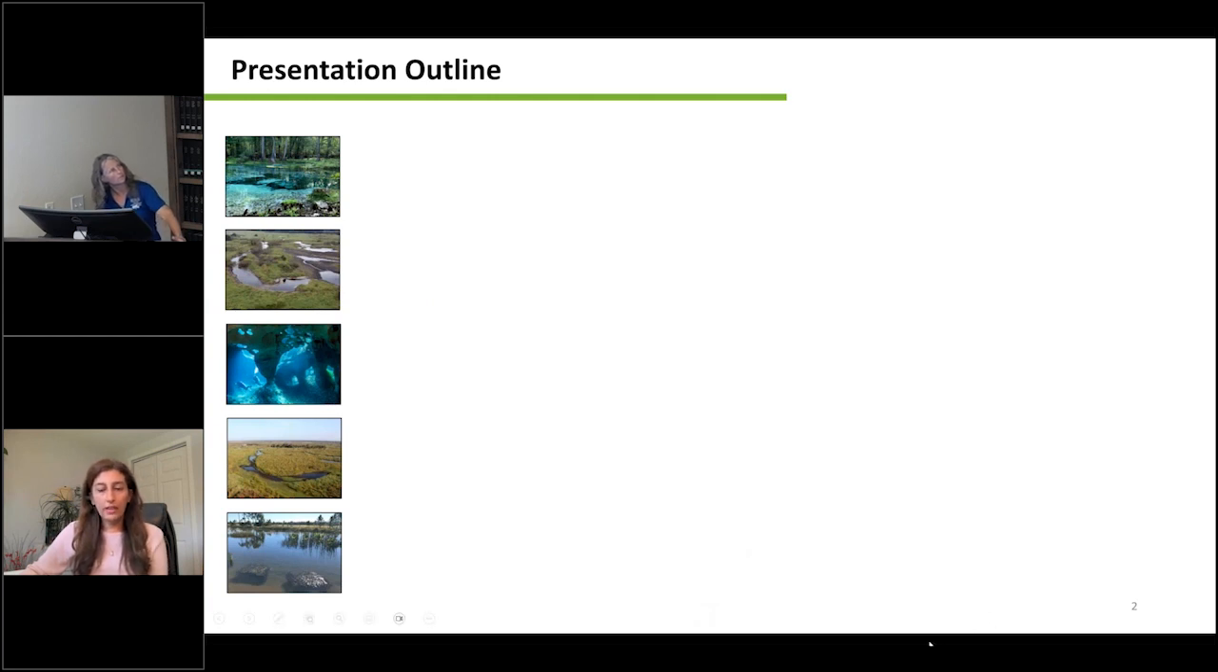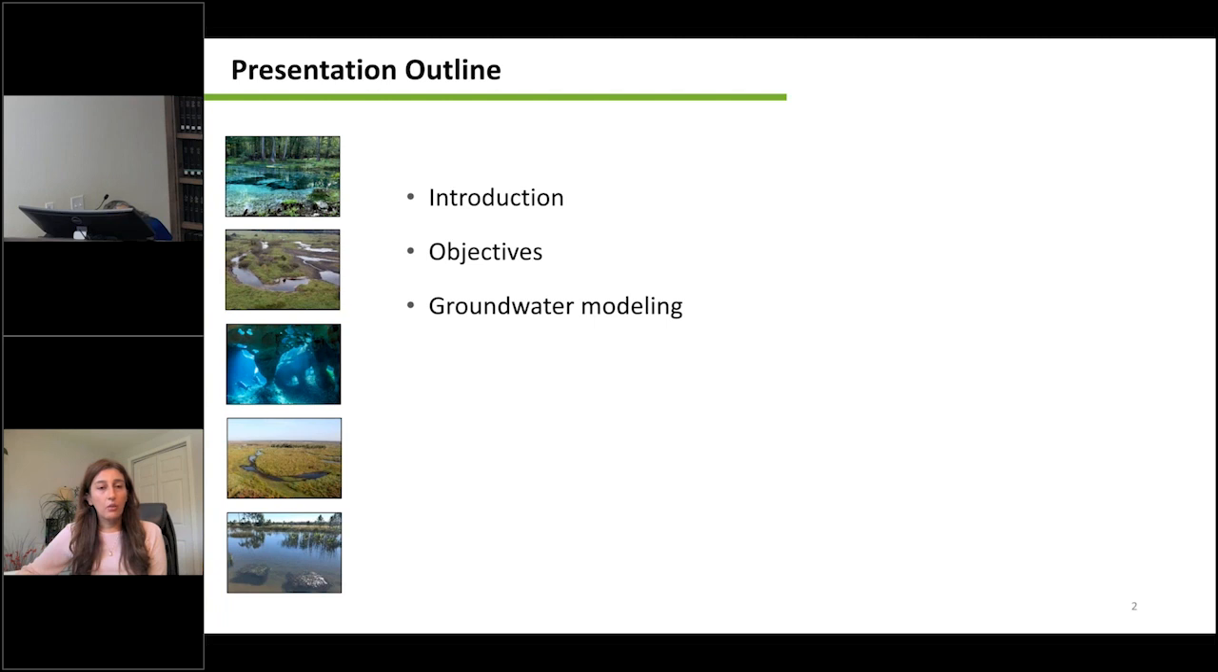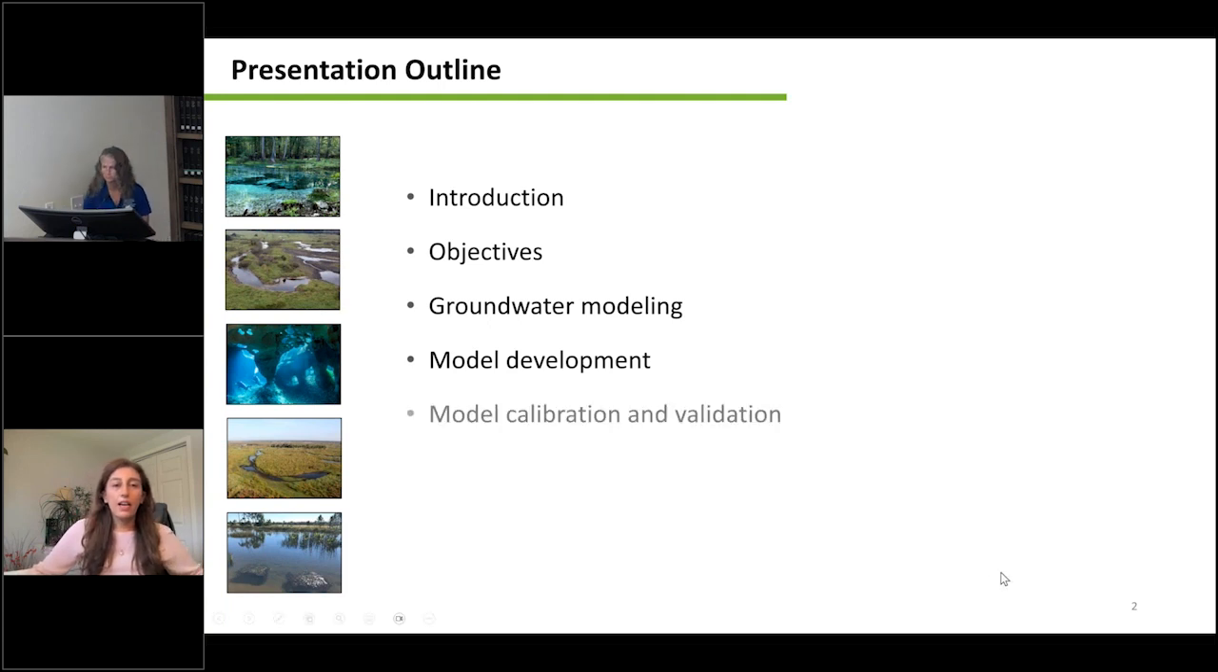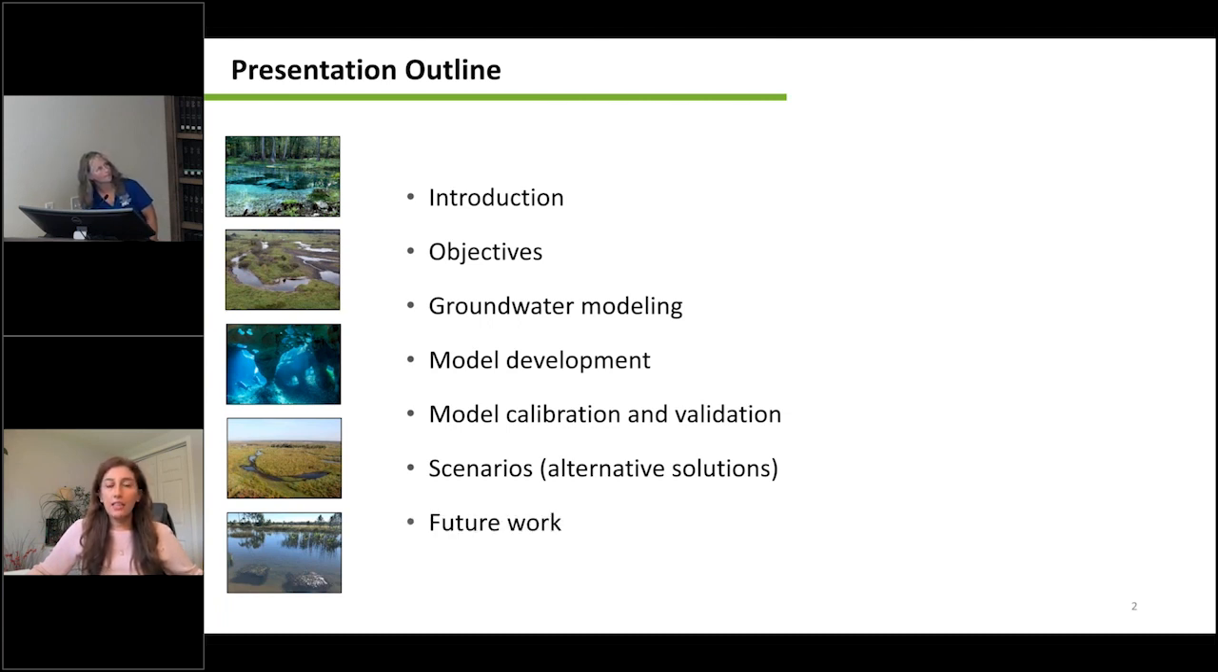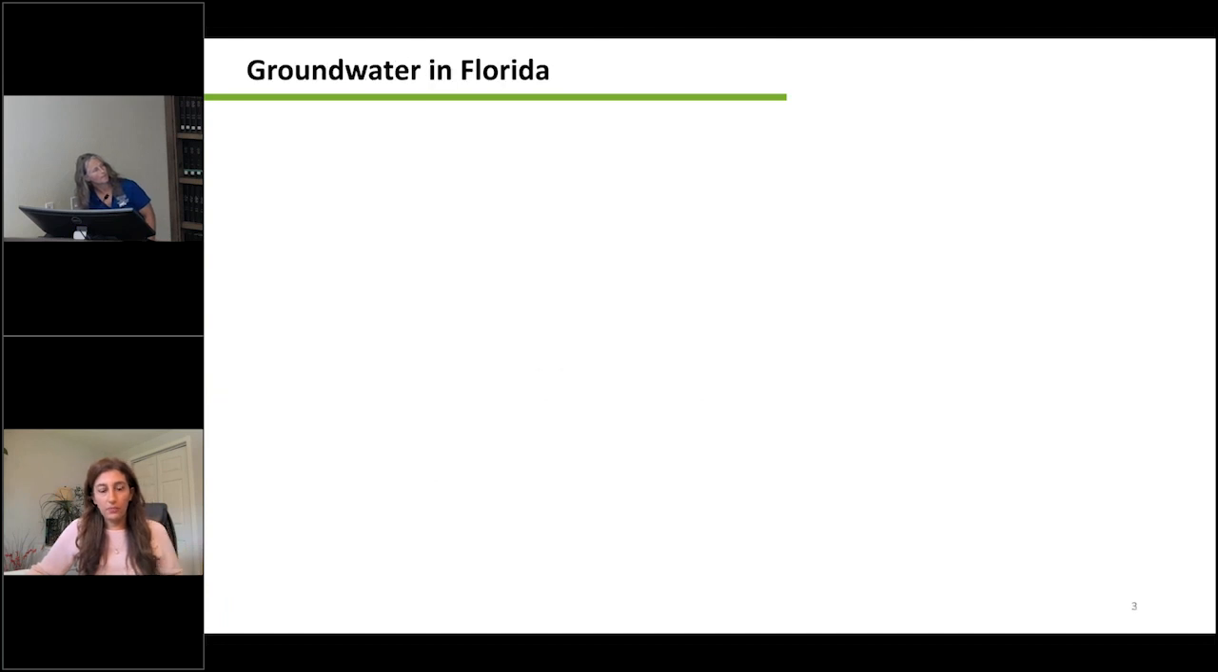I'm going to have a brief introduction, and then I will explain the objectives of this research: what the groundwater modeling work is, the development of our model here in Florida, the calibration and validation results of our modeling, the scenarios that we have developed so far, the alternative solutions which could be looked at, and the future work of the project.